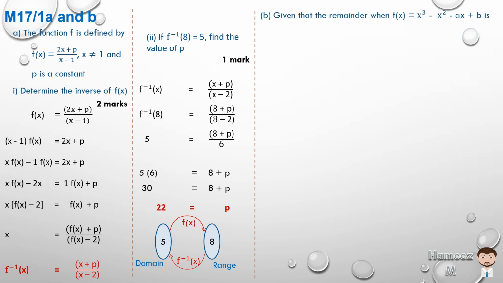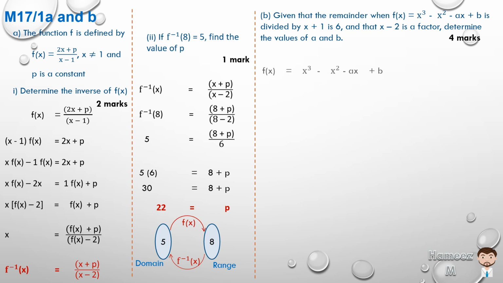Part B. Given that the remainder when f of x is equal to x cubed minus x squared minus ax plus b is divided by x plus 1 is 6, so we're looking at the remainder theorem, and that x minus 2 is a factor, so that's the factor theorem, or it's the same, it just means that the remainder is 0. Determine the values of a and b. So what we want to do is be able to use the factor theorem or remainder theorem accordingly, generate two equations and solve them simultaneously.